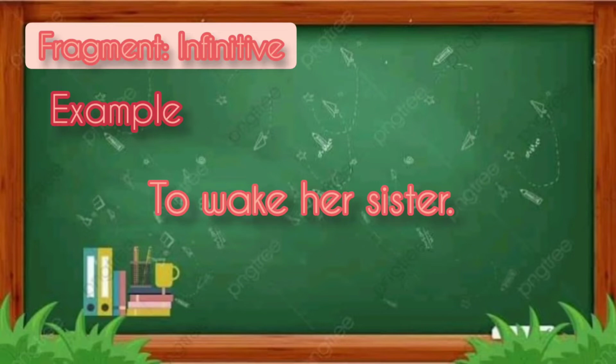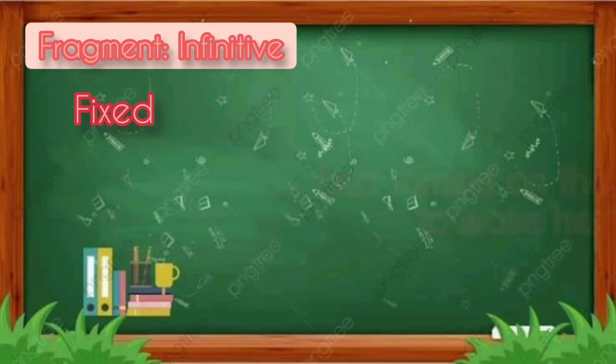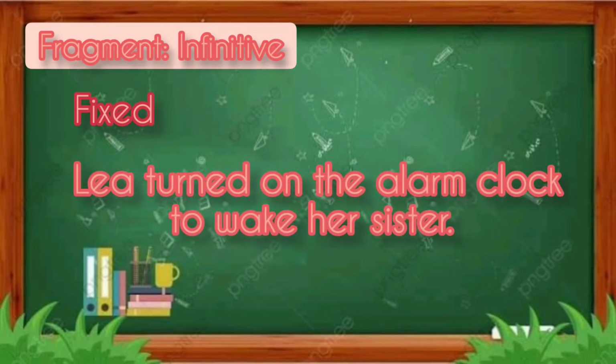What do you think is missing in this phrase? Where is the subject? Where's the verb? What did she do? This is how I fix this phrase: Leia turned on the alarm clock to wake her sister. I just added Leia as the subject, turned on as the verb, and the alarm clock as the direct object. And she did this to wake her sister.